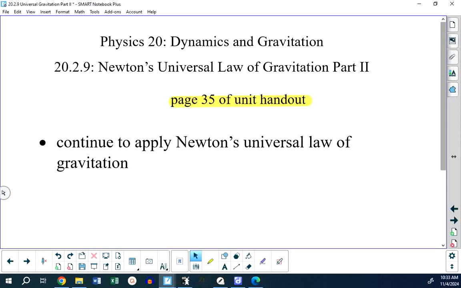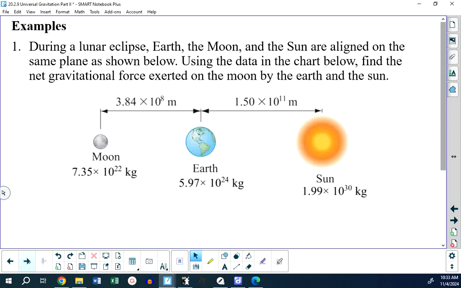All right, continue to apply Newton's universal law of gravitation. The difference here is we're going to be finding a net gravitational force due to multiple masses. First of all, and I pulled this directly from your textbook because I wanted you to see it. This is a laughable diagram of the moon, the earth, and the sun.